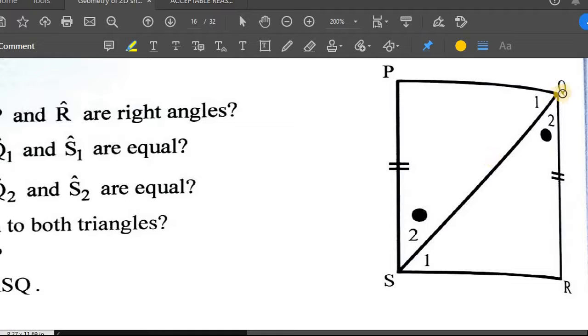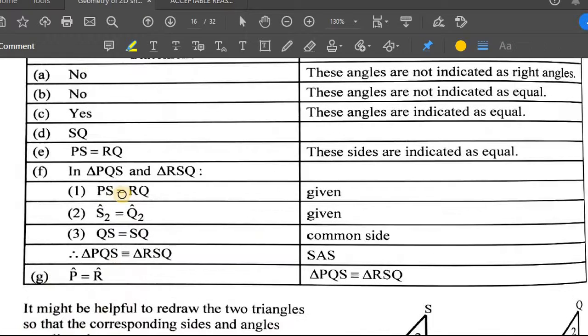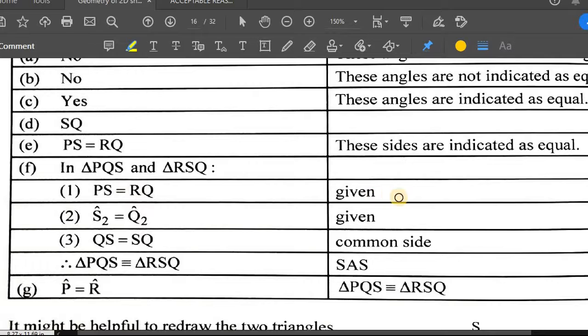Can you see that this is common? There's another side. This SQ belongs to this triangle and it belongs to this triangle. So SQ is common. There we go. PS is equal to RQ, right? You will have all that above. I'm interested in this, something a little bit new to you. QS is equal to SQ, common side, right? Even if you tell me QS is common, I'll accept that as well.